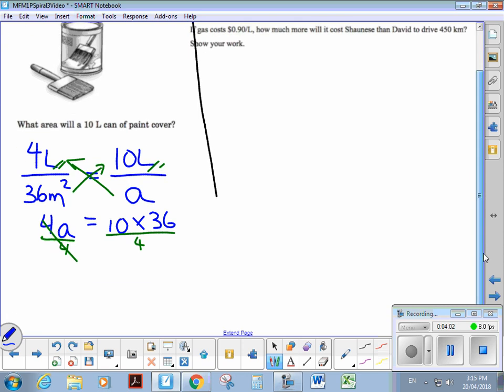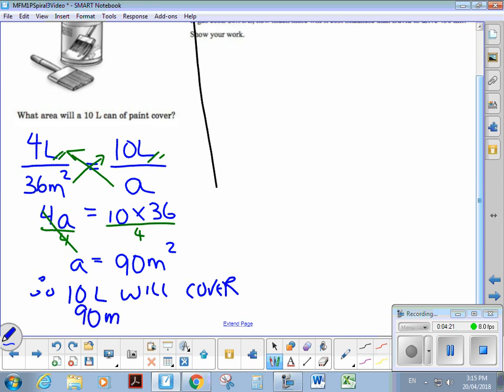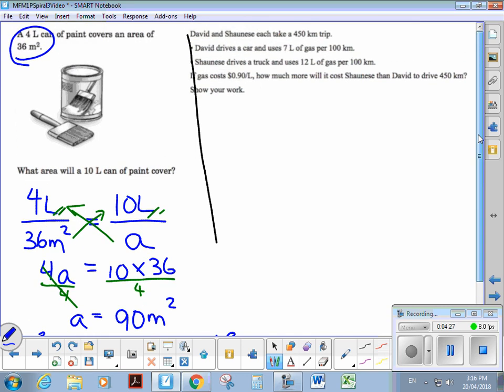So A equals, and now it tells us exactly what we are multiplying together. So we end up with 90 meters squared. So therefore, 10 liters will cover 90 meters squared. All right, another one down. So we're looking at a variety. Like I said, these are all from EQAO, so it's giving you a feel of what to expect.